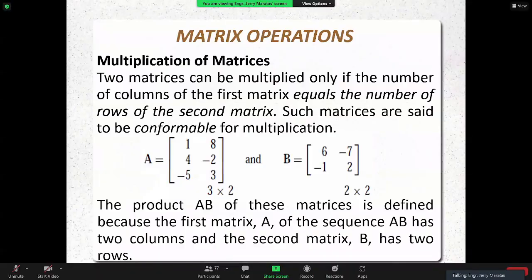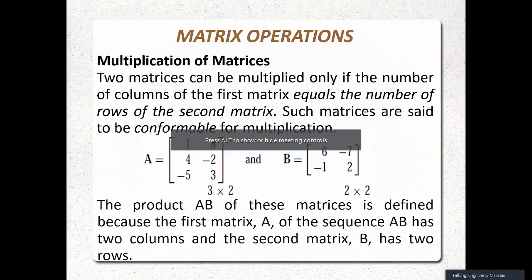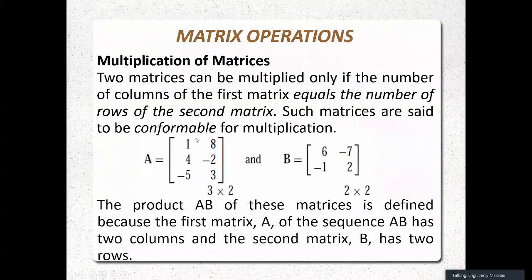Problem with the addition and subtraction of two matrices. So for the multiplication of two matrices, first you have to determine if the two are conformable. That means the number of columns on the first matrix should be equal to the number of rows on the second matrix.